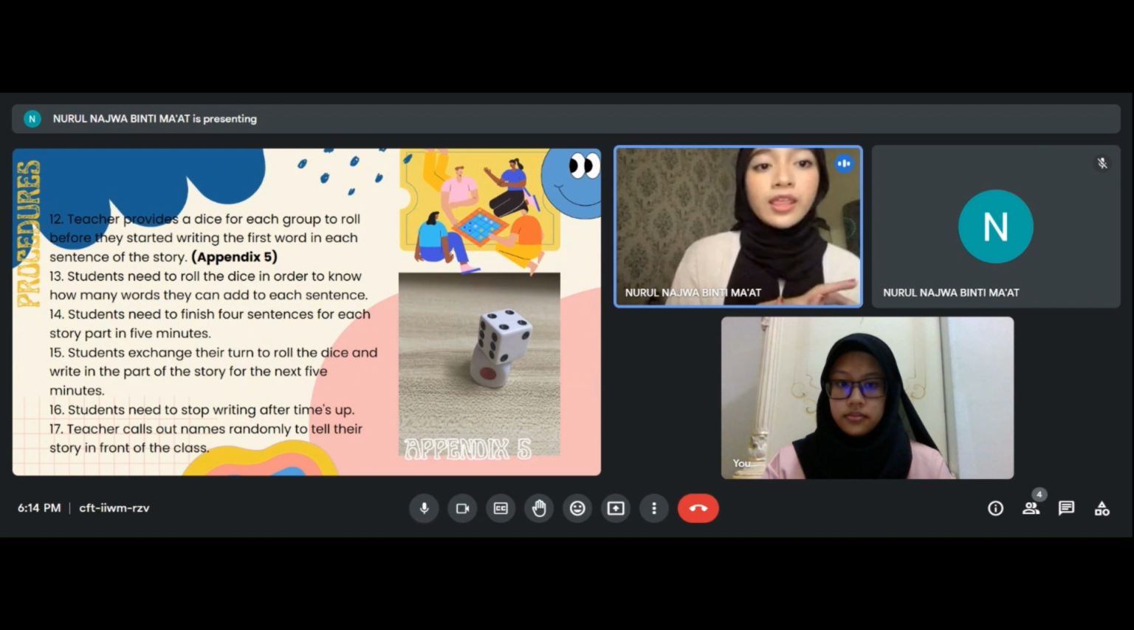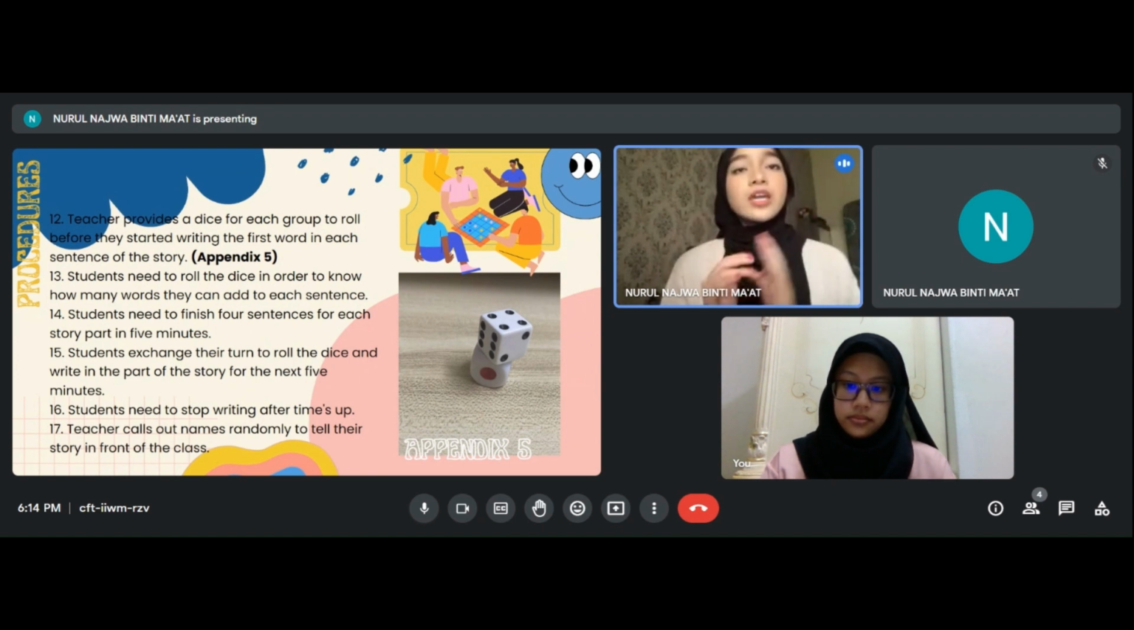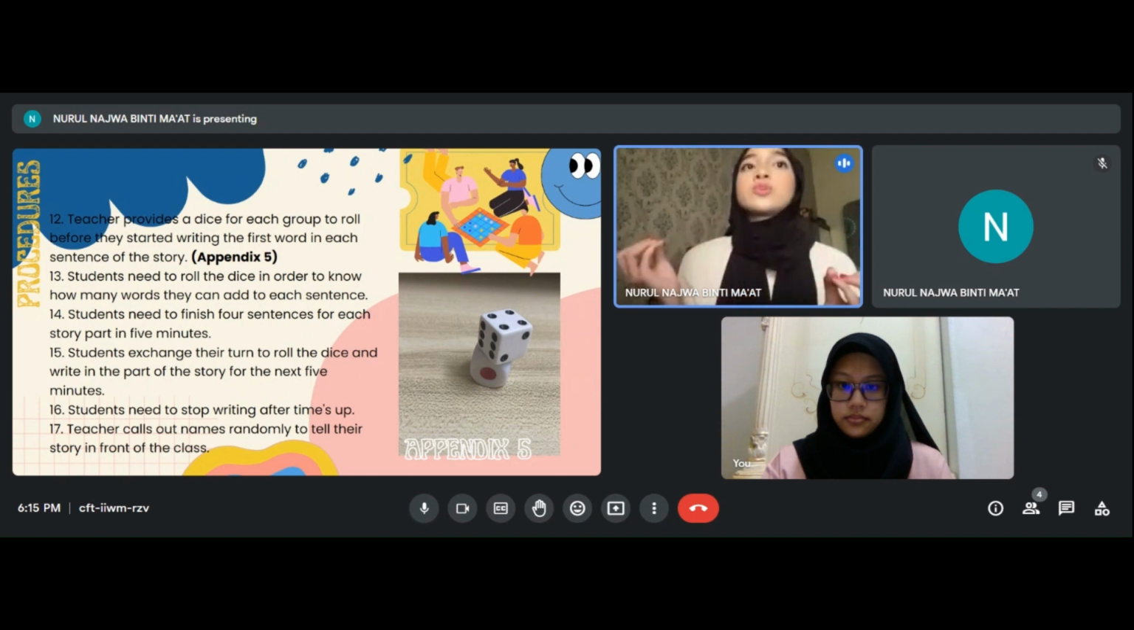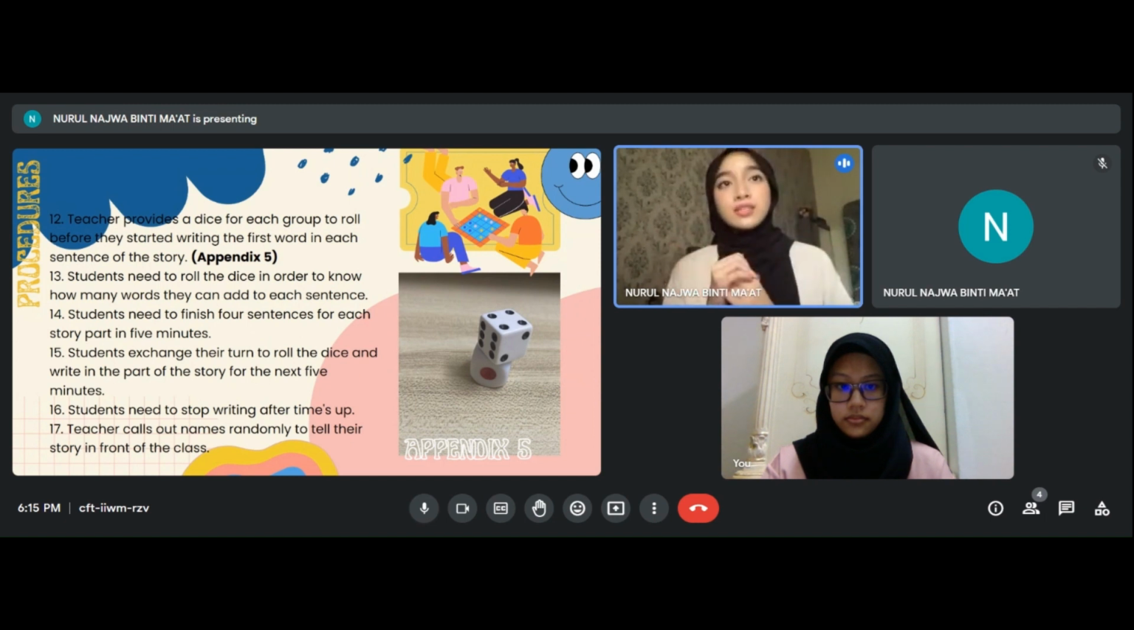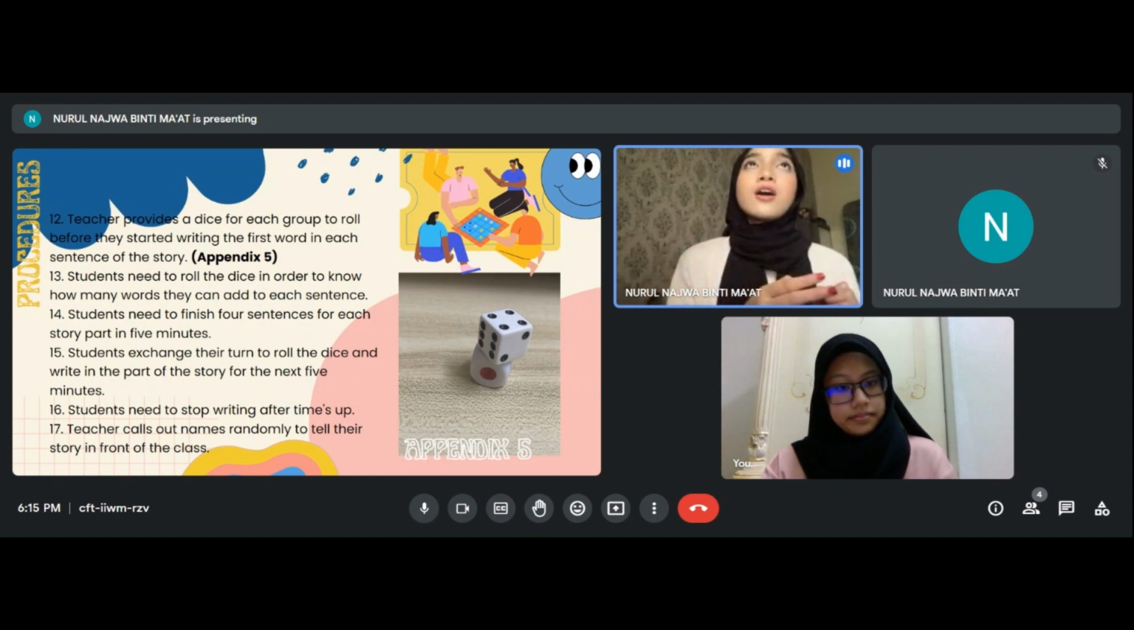Students need to stop writing after time is up, and the teacher will call out names randomly to tell the story in front of the class. So the main purpose of the dice is that they need to roll the dice, and for example, if they get 6 dots, it means they only need to write 6 words in each sentence. And then for the next sentence, they need to roll the dice again.